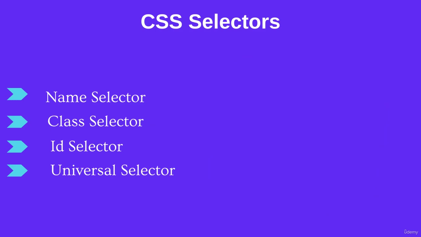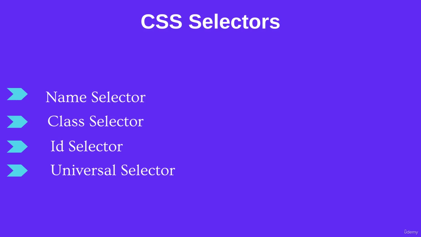The name selector is something where you will pass the name of the particular tag for which you want to apply the styles. For example, if I want to make some styles for the heading h1 or h2, I will use h2 as the name of the tag, and inside these I will put all the styles which I want to put for that particular tag.